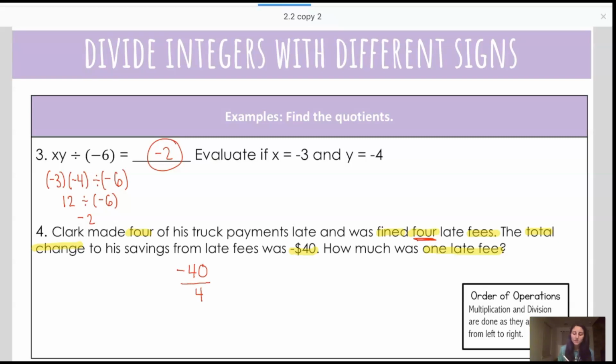Well, we have a negative divided by a positive, so our answer will be negative, and 40 divided by 4 is 10. So each late fee, or one late fee, was negative $10. So I can rewrite that with my labels, negative $10. Or you can write it as an answer statement. One late fee was $10.